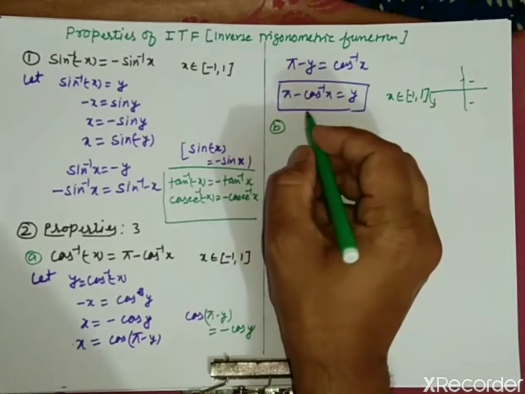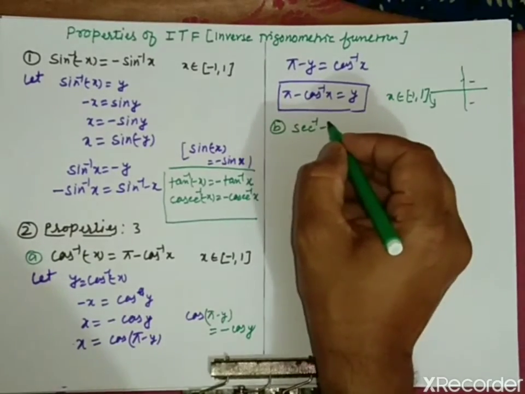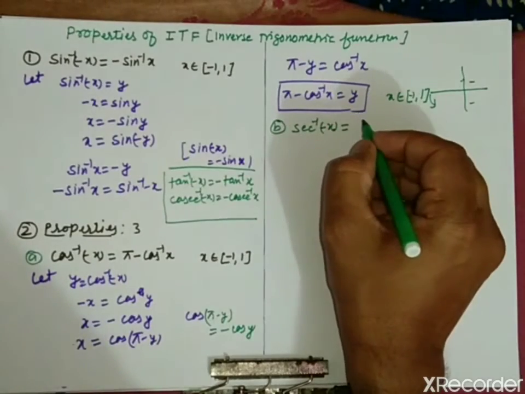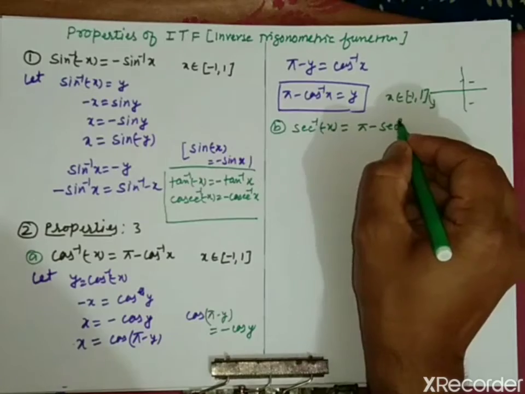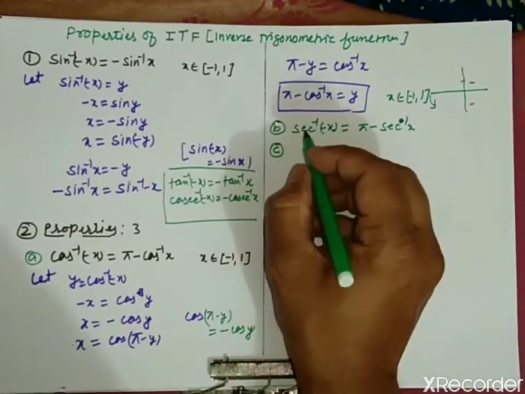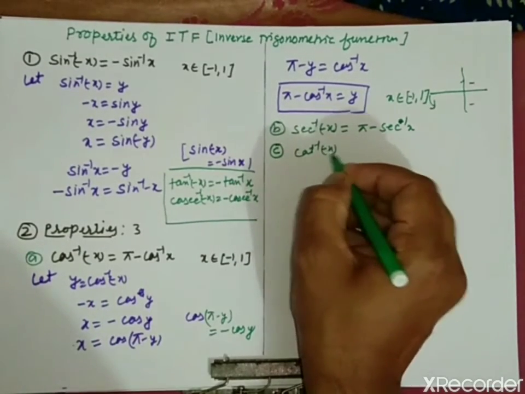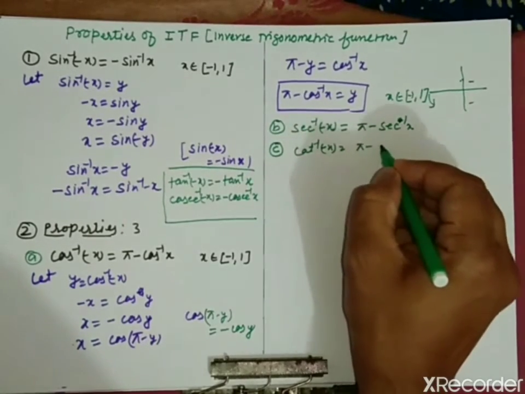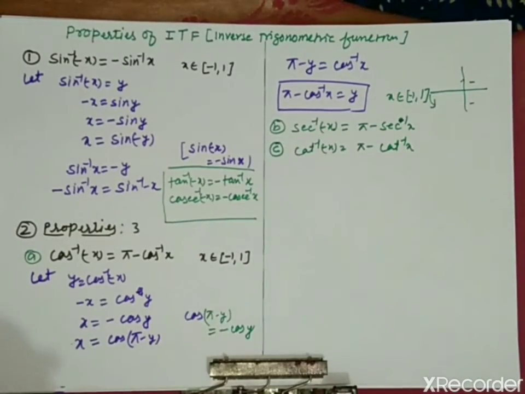Similarly, b for sec inverse minus x is equal to pi minus sec inverse x. Clear? Again, cot inverse minus x is equal to, we can write it as pi minus cot inverse x. Clear? So now we have completed two property.